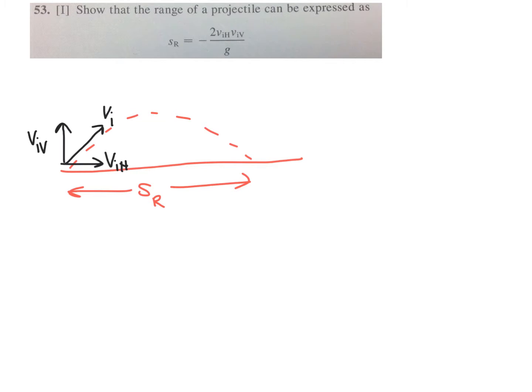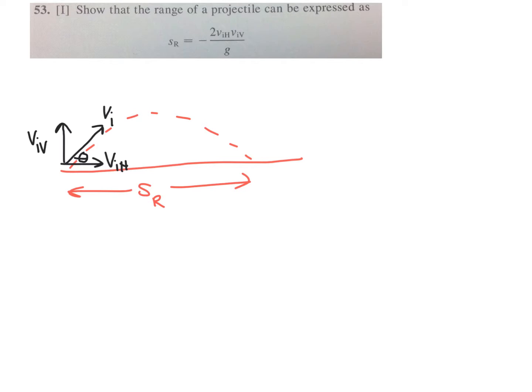S sub r stands for the range of the projectile, how far along the horizontal ground, assuming level ground, the projectile lands from its initial spot. It's basically its horizontal displacement. Then we have an initial launch velocity v sub i at an angle, let's call the angle theta, and we have the components of the initial launch velocity: v initial horizontal, v sub ih, and v sub iv, the initial vertical launch velocity, which are independent of each other. Those are the important aspects of projectiles. The horizontal and vertical components are independent.